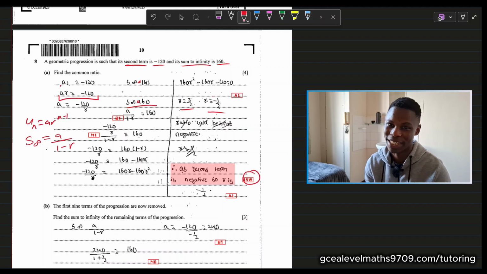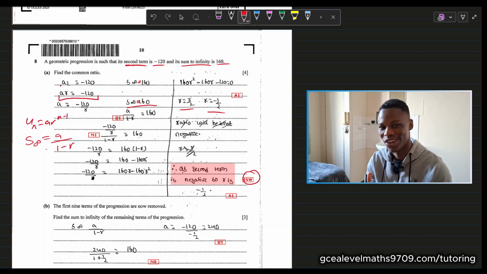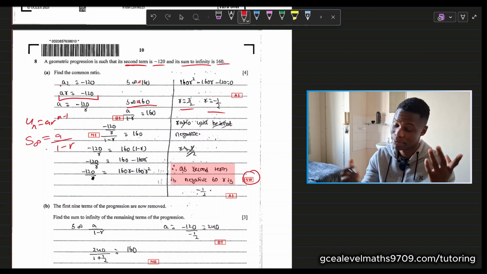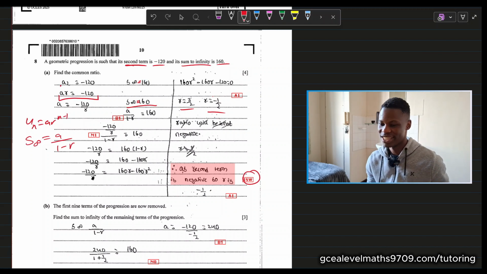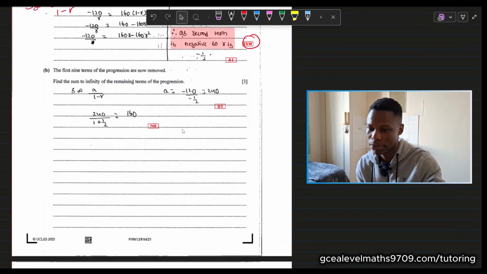So ISW means ignore subsequent working, which means that you've already cooked, right? There's no need to add the spices. Like, it's good, bro. You've done enough. It's fine. So they just ignore that extra working. But, you know, it doesn't hurt to explain what you're doing. But now, you dealt with that question pretty well.